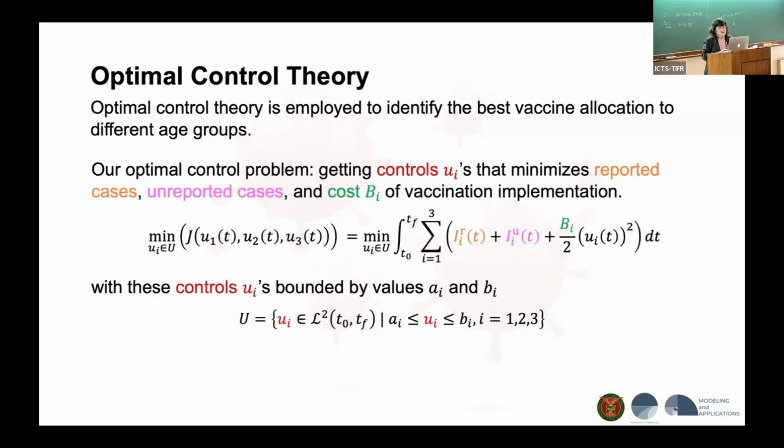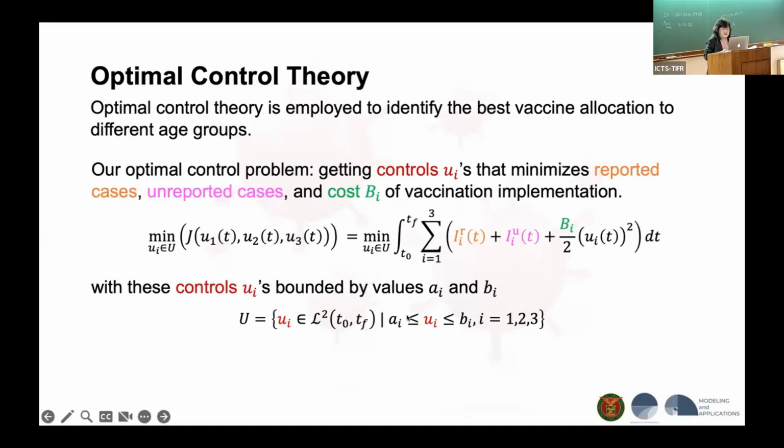Okay, so optimal control theory is employed to identify the best vaccine allocation to different age groups. Our optimal control problem is this. We want to find controls u_i that minimize reported cases, that's I_R, and the unreported cases, that's I_U, and the cost B_i of vaccination implementation. Here the interval from t_0 to t_f refers to the period of vaccination effort, and the weights W_i are constants representing the cost required to administer the corresponding age group control measures.